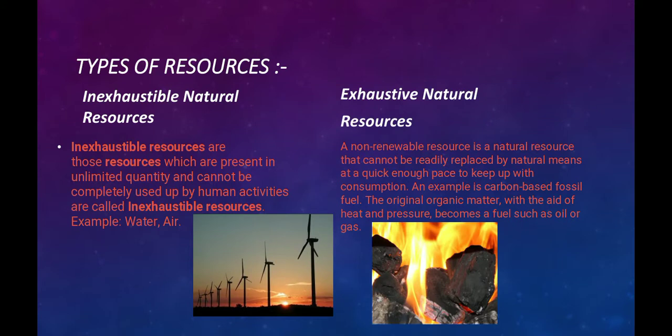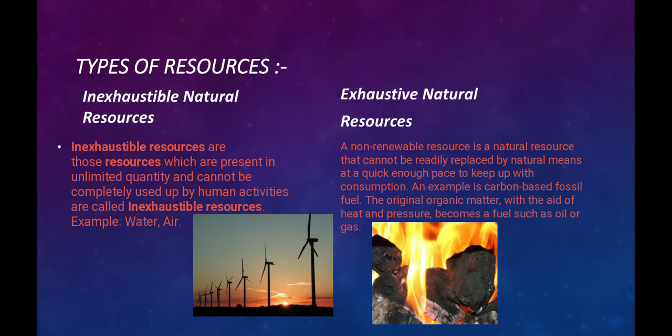So types of resources. There are two types of resources: inexhaustible natural resources and exhaustible natural resources. Inexhaustible natural resources are those resources which are present in unlimited quantity and cannot be completely used up by human activities. They are called inexhaustible resources. Example: water and air. And there are many more. Don't think that these two only are there.